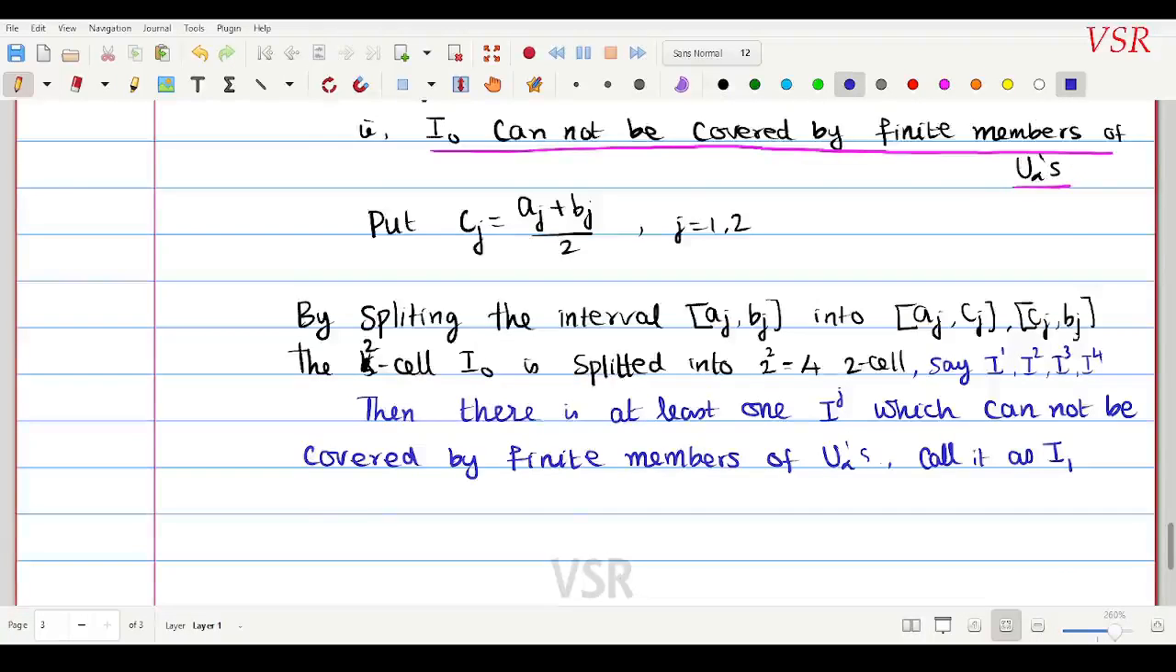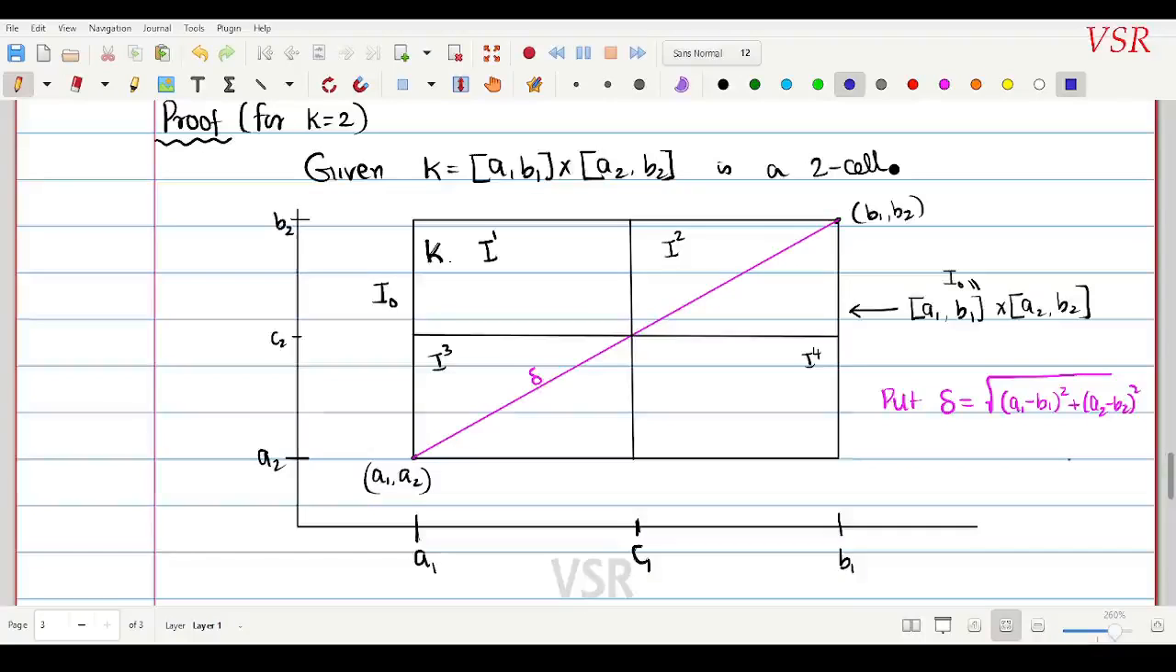சரி, சப்போஸ் இந்த படத்துல பாருங்க, ஒருவேளை சார் எனக்கு இவனை கவர் பண்ண முடியலன்னு சொல்லுமே, so this is the fellow. அப்ப இவனுக்கு பேர் இனிமே I1. I0ல இருந்து நான் ஒரு I1 கண்டுபிடிச்சிட்டேன். ஒரே ஒரு ப்ராப்பர்ட்டி தான், this fellow cannot be covered by finite members of u alpha. இந்த I0க்குள்ள I1 இருக்கான், and this fellow cannot be covered by finite number of u alphas.